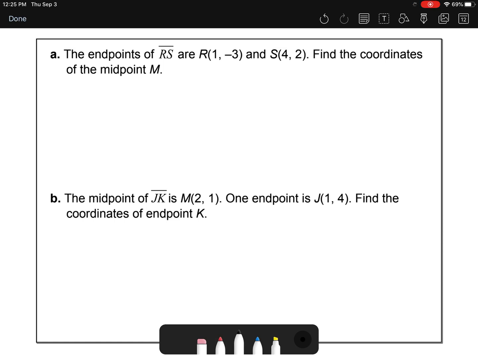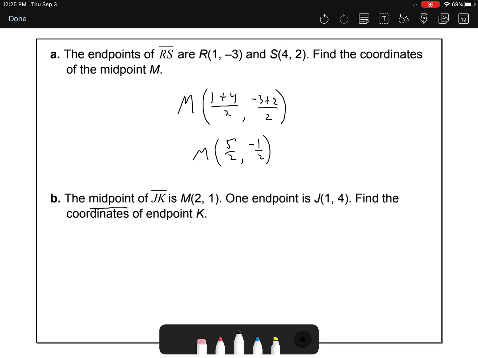So if we have a segment RS that has endpoints of (1, -3) and (4, 2), find the midpoint. Well, I always like writing the M, and then I'm going to take x plus x divided by 2, and y plus y divided by 2. So the midpoint is (5/2, -1/2), and I would just leave it like that. You could put 2.5 and -0.5, but you don't have to.